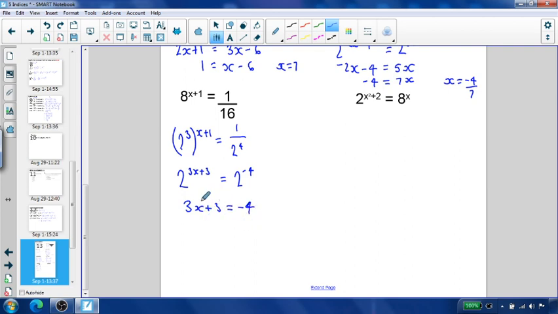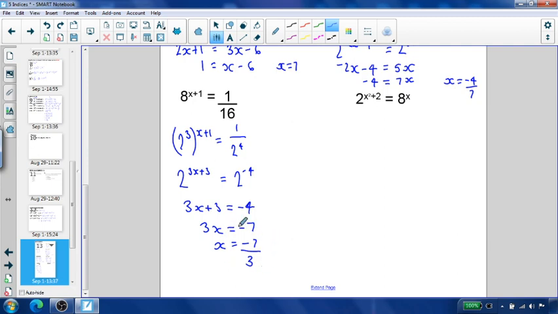And I'm going to move this 3 over, so take 3 from both sides. 3x is equal to minus 7. And then I'm going to divide by 3 on both sides. So x is equal to minus 7 over 3.